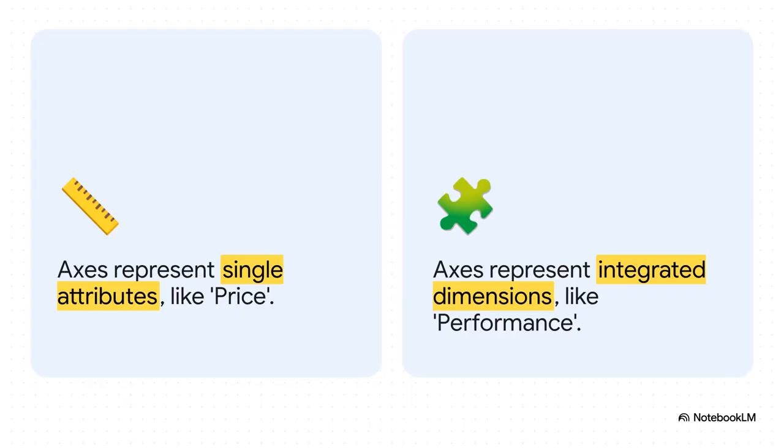Okay, this slide really gets to the heart of it. The old maps you've been using, their axes represented a single, straightforward attribute, like price. Simple. But MDS maps, they're different. Their axes represent these integrated dimensions, big, powerful concepts like overall performance that are actually made up of a bunch of different ideas rolled into one.